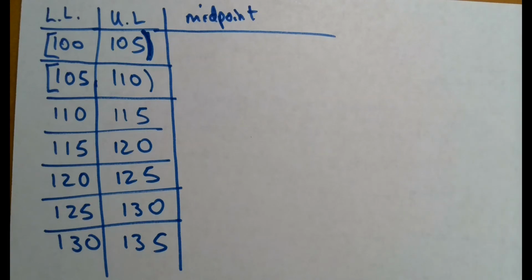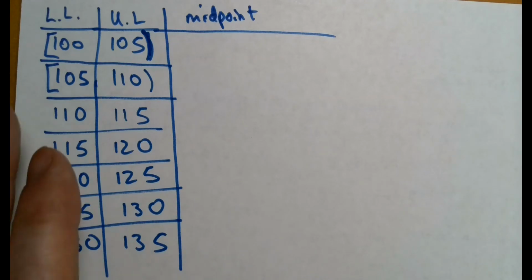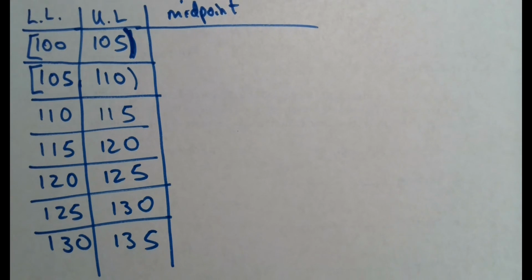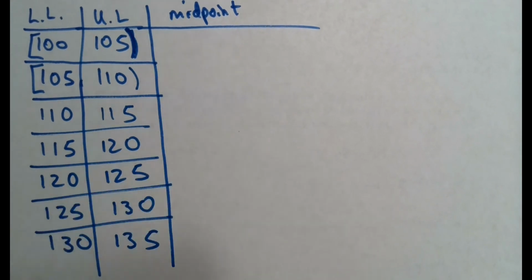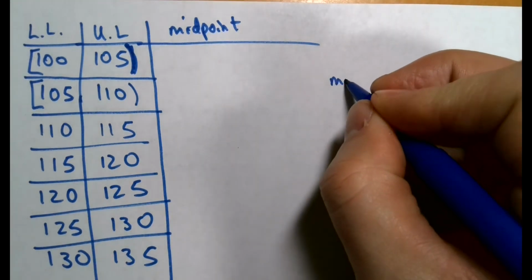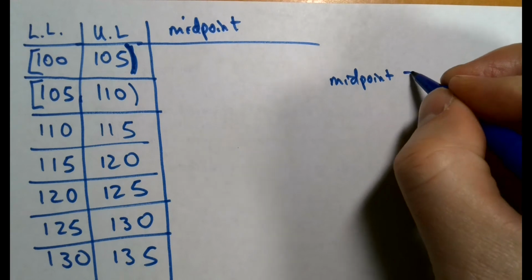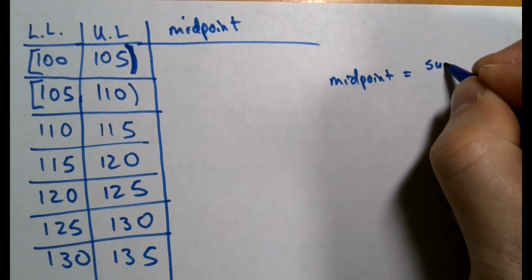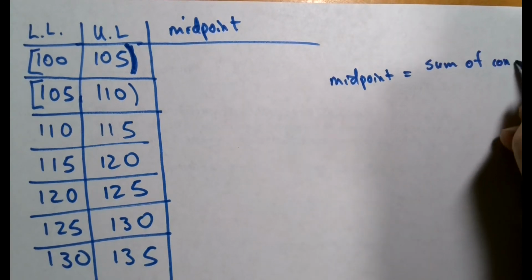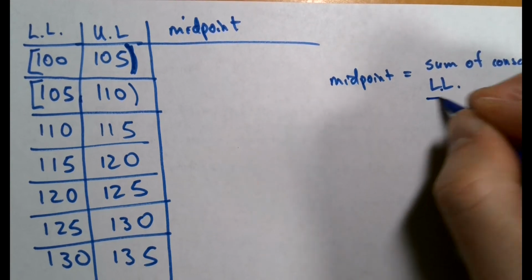So I copied over what I think is a better version, although it's all tilted. Just ignore that. Pretend I did it perfectly. And now we're going to calculate the midpoint. Let me give you a little formula for how to calculate it. The midpoint of each class is equal to the sum of consecutive lower limits divided by 2.